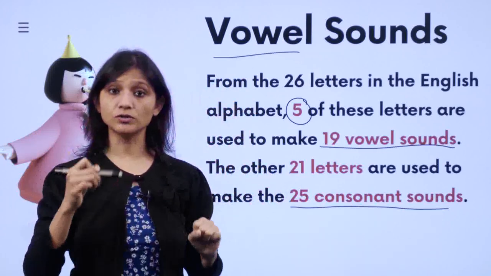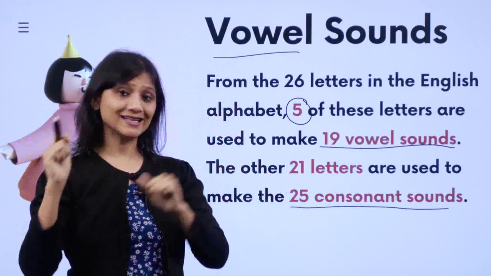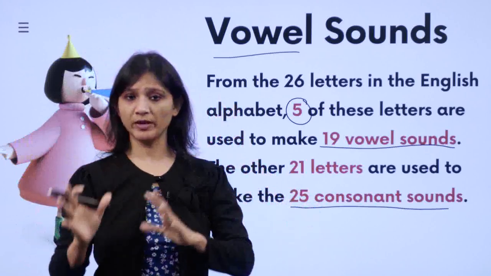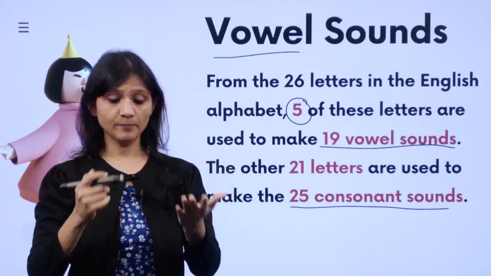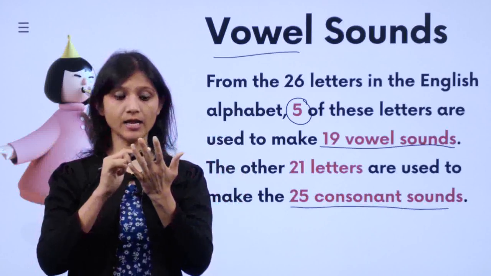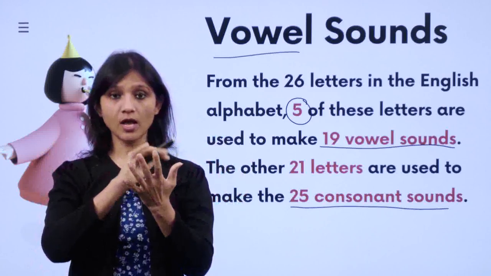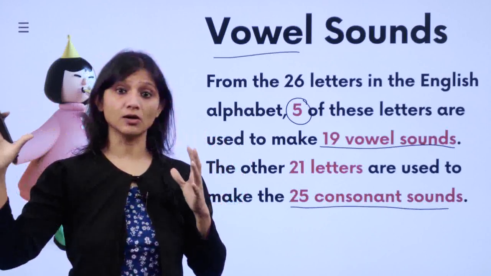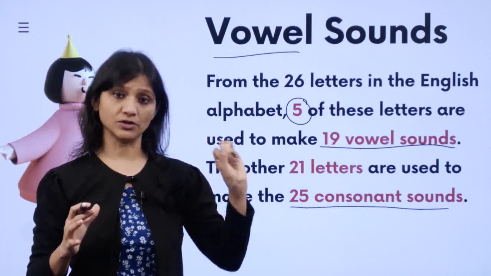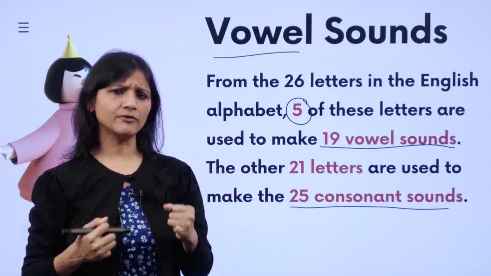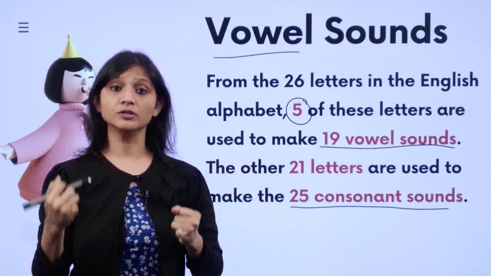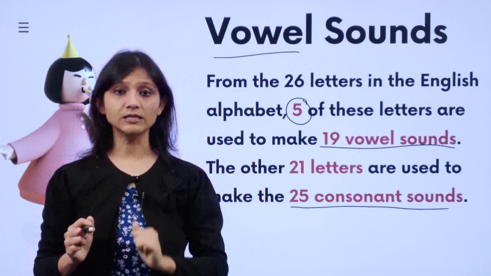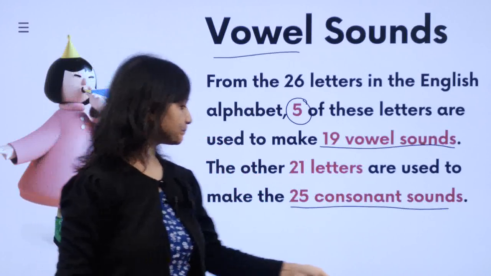Now, let's look at those 19 sounds. And in the next section, we are going to see the rest of the consonant sounds. So, I'm going to repeat once again. Vowels: A, E, I, O, U. All these 5 vowels are going to make 19 sounds. We have seen a few of the sounds earlier. Maybe there'll be a repetition because we want to relearn the sounds that get produced by these letters, okay?